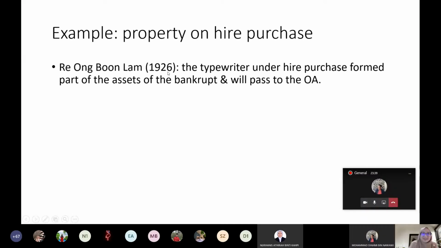Okay, so in this case, 1926, Re Ong Bun Lam, so dia punya fokus dekat sini is, the court says, kita ambil dia punya ruling sajalah, so the typewriter, which is under hire purchase, form part of the asset of the bankrupt. Okay, so you see here the typewriter is under hire purchase, so that means the bankrupt person is the hirer of the typewriter. Okay, in such a situation, because of the provision under the Insolvency Act here, it will pass to the official assignee. Official assignee ni insolvency department lah. Okay, so that is the first case.